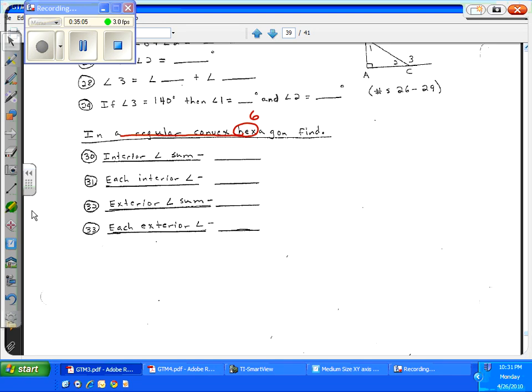The interior angle sum of a regular convex polygon is given by the formula: the number of sides minus 2, times 180 degrees. So if we take the number of sides for a hexagon, 6, and plug it in, we would have 6 minus 2 times 180 degrees, which would give us 4 times 180 degrees, which would be 720 degrees for the interior angle sum of a regular convex hexagon.